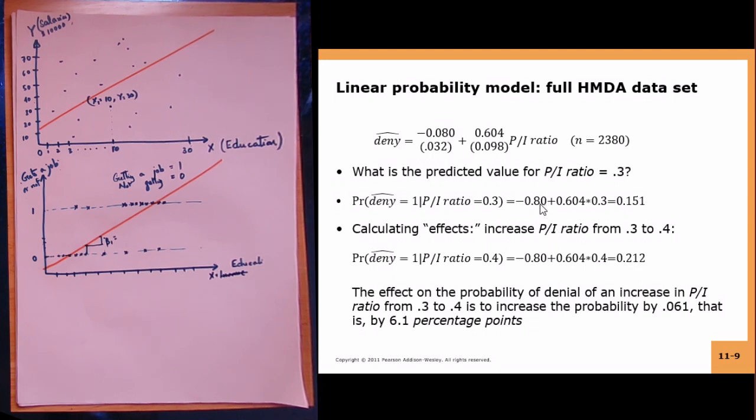Actually, there is a problem over here, because here it is written as 0.80, but it is actually 0.080, and here also it is 0.080. Okay, so minus 0.080 plus 0.604 multiplied by 0.4, and you get 0.212. So the effect on the probability of denial is this minus this, which comes to about 0.06. That is, by 6.1 percentage points, your probability of being denied goes up when your payment to income ratio goes up from 0.3 to 0.4.